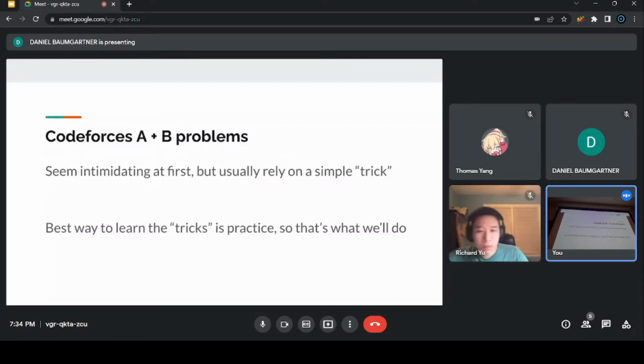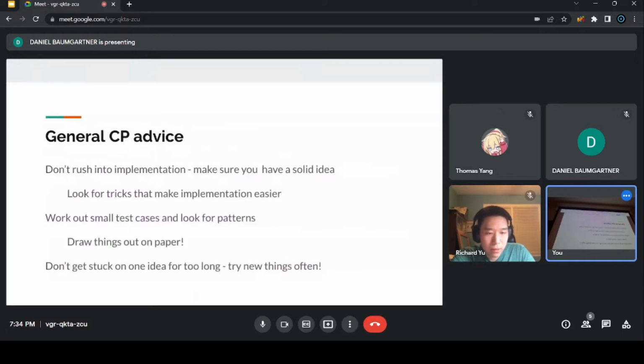After all, it's pattern recognition, right? You have to build that up over lots and lots of problems. So practicing is important, and that is pretty much what we will be doing in this first lecture. So let's also look at the general advice.